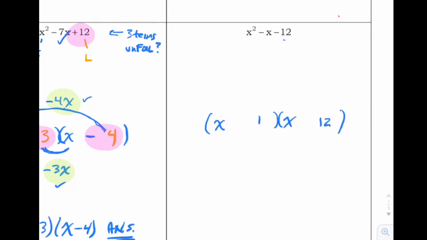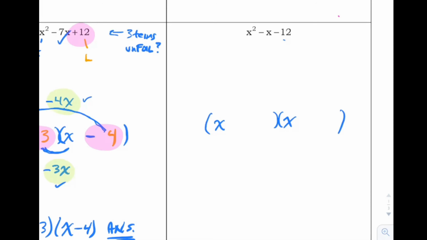So if you try a 1 and a 12 like this, the way you see if it works is you look at the outside product, 12x, and then you look at the inside product, 1x, and then you ask yourself, can I add together some kind of a 12x and a 1x to get a negative 1x? And the answer is no. Even if you made this a minus 12 and a plus 1 or a plus 12 and a minus 1, there's no way you're going to add up to minus 1. So that does not work. So I'm backing up and saying 1 times 12 doesn't cut the mustard. So I have to try something else then.